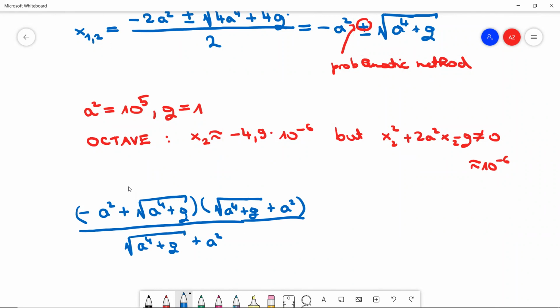And why did I do this? The idea was to use these formulas: a minus b times a plus b is equal to a squared minus b squared. So a minus b times a plus b is a squared minus b squared. And here I took this as my a, and this as my b.